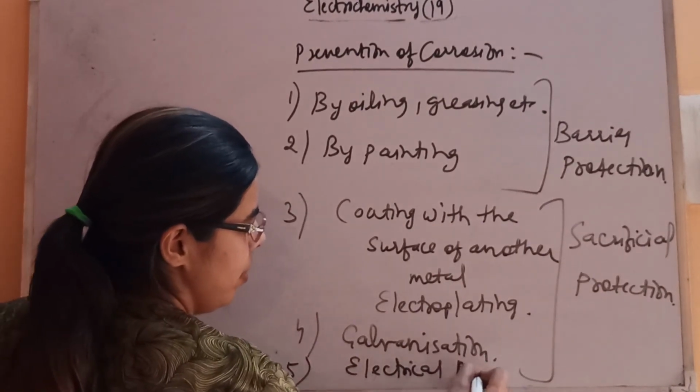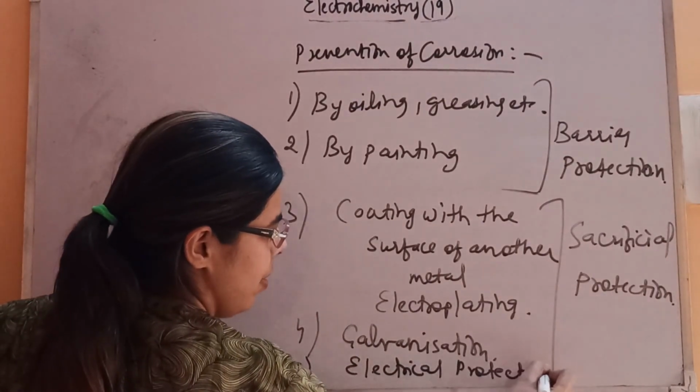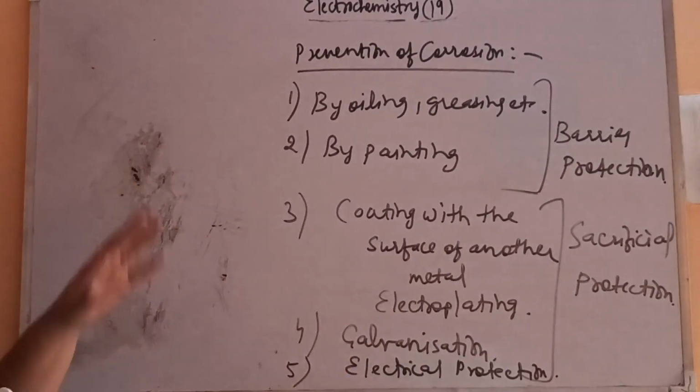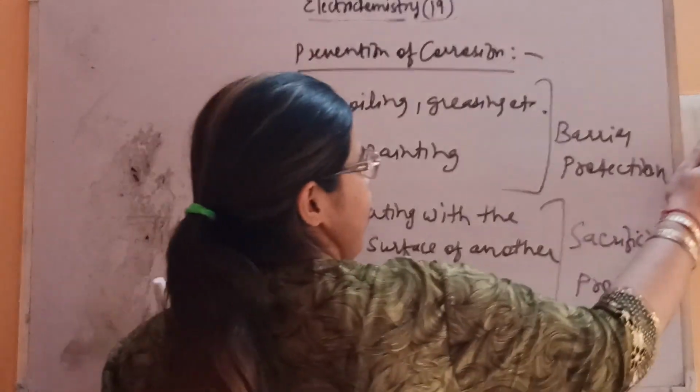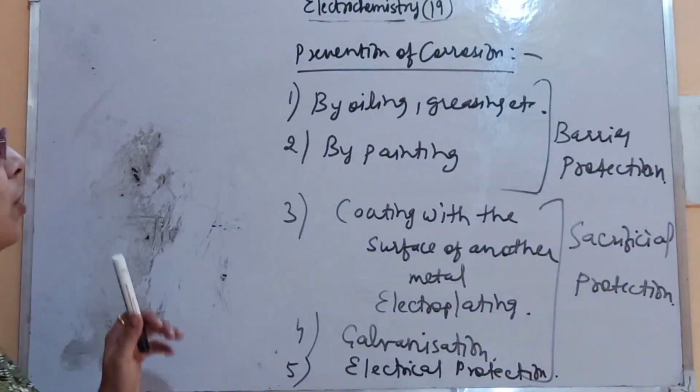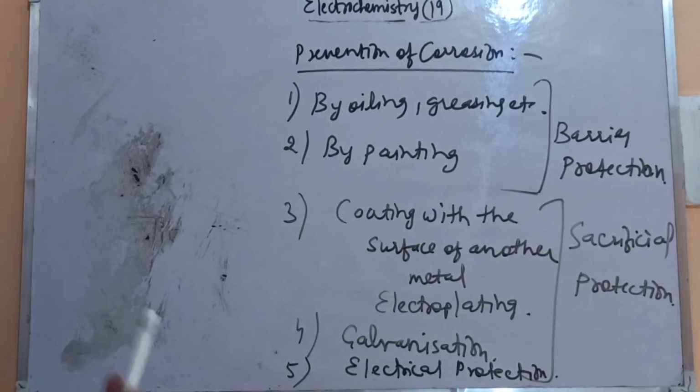electrical protection. If all the processes take place with the help of electricity to increase their speed, then it becomes electrical protection. So all these are the ways of preventing corrosion.